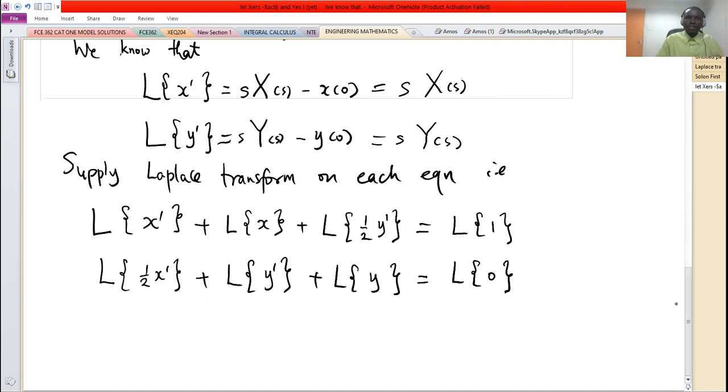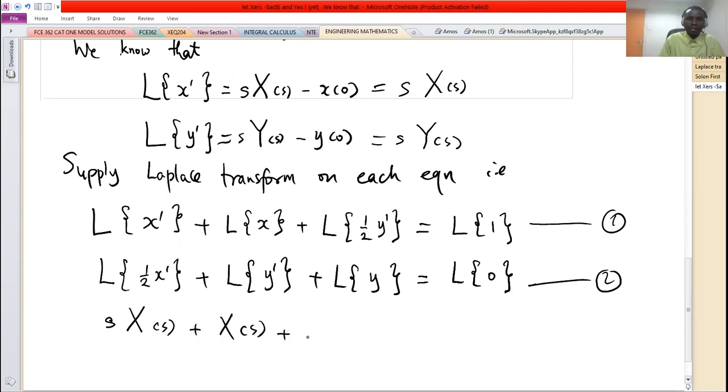So using the definitions given here, this is my equation 1, and this is my equation 2. So 1 becomes s X of s plus X of s, and then plus a half s Y of s minus y of 0, which is just 0, and that equals the Laplace transform of 1, which is 1 over s.